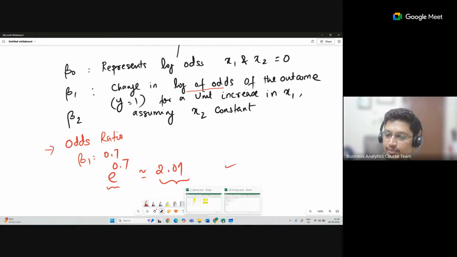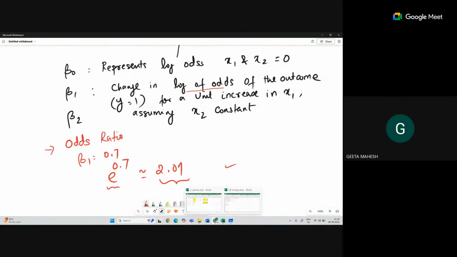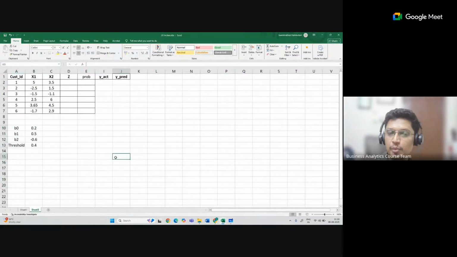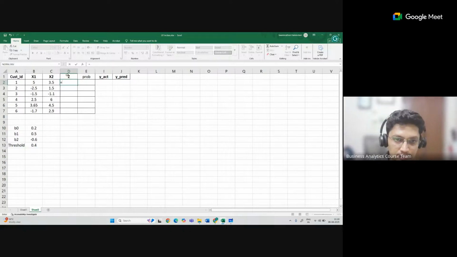Okay, great. So now let's go to the Excel. Assume we did logistic regression and we got these coefficients. So how do you calculate Z? What is Z?